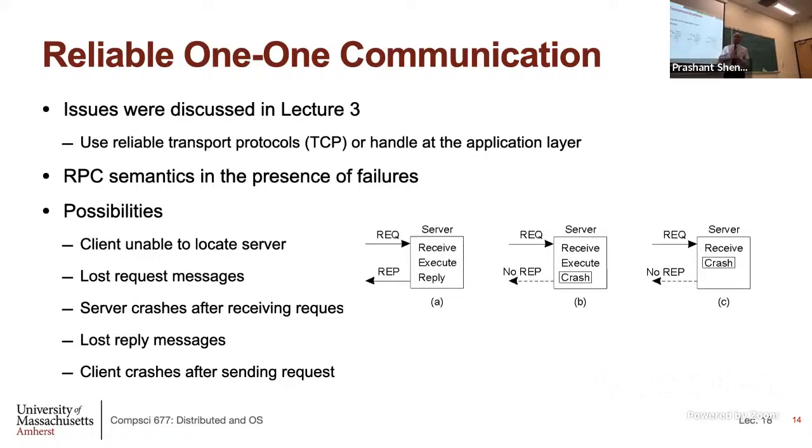Maybe next class. But what I want to do today is a one-slide recap of something we discussed back in lecture 3, which was reliable one-to-one communication. When we were talking about remote procedure calls, we discussed how to have a reliable RPC even in the presence of various kinds of faults, where the client may have failed, the server may have failed, the request didn't get delivered, or the response did not get delivered. We looked at various approaches to deal with those faults, and those were all crash faults in some sense. The network just failed to deliver a message.